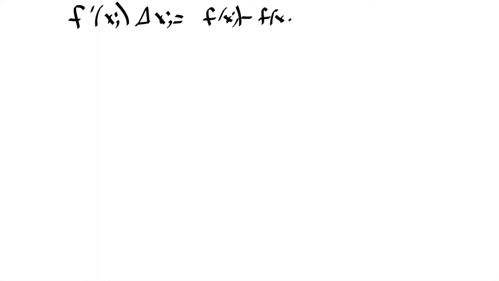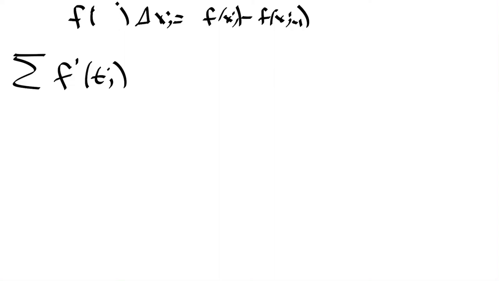Okay, well that's great. So what that means we can do, and I'll take advantage of my next piece over here, is that from the last page, f prime of tj times delta xj is equal to f of xj minus f of xj minus 1. So that means that our sum, oh, sorry, this was a t here. I wrote the wrong one.